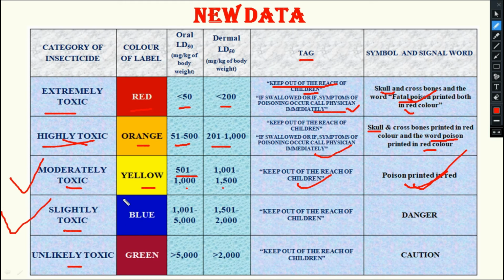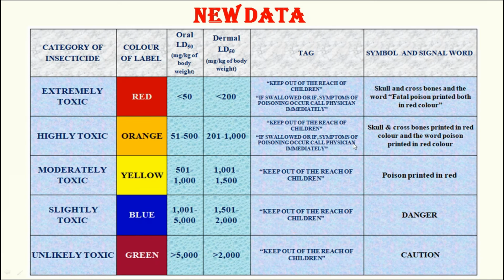Coming to the next category, slightly toxic, that is blue in color. Oral LD50 value is 1001 to 5000. Dermal LD50 value is 1501 to 2000. Here also the tag is the same, keep out of the reach of children. Here only danger will be written. The last one is unlikely toxic, which is green in color, with oral LD50 more than 5000 and dermal more than 2000. Same tag, keep out of the reach of children, and caution will be written.